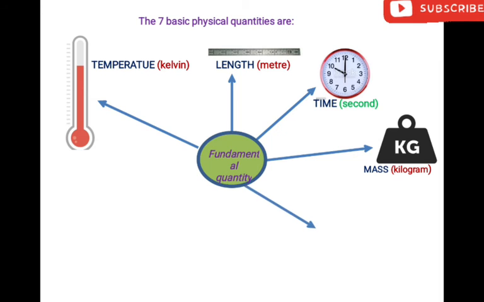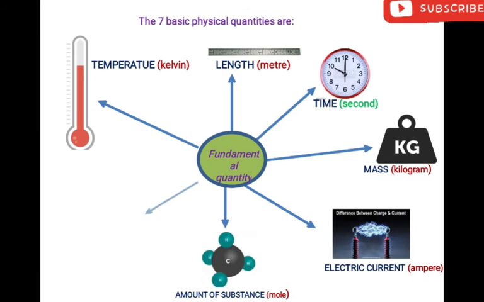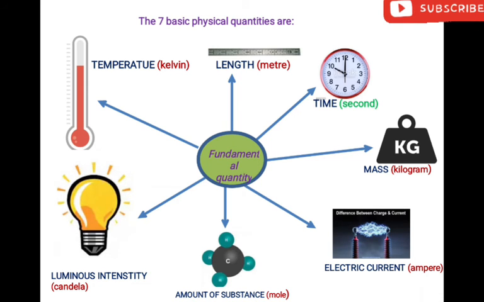Next, we have electric current, measured in amperes. Next, we have amount of substance, measured in mole. So the SI unit of the amount of substance is the mole. And finally, we have luminous intensity, which measures the intensity of light.